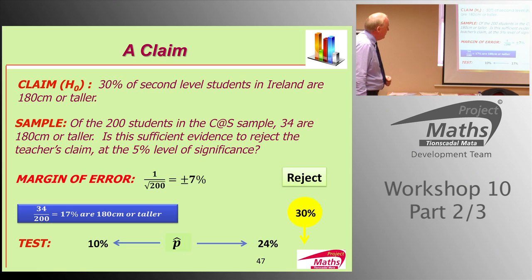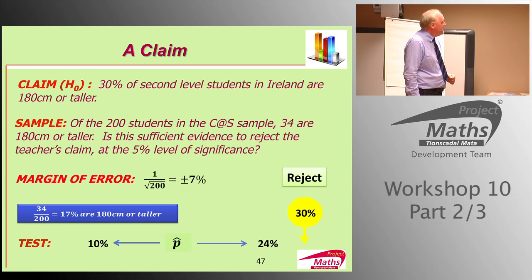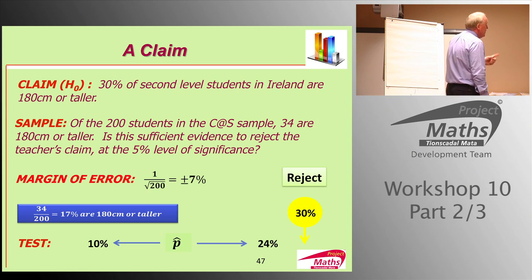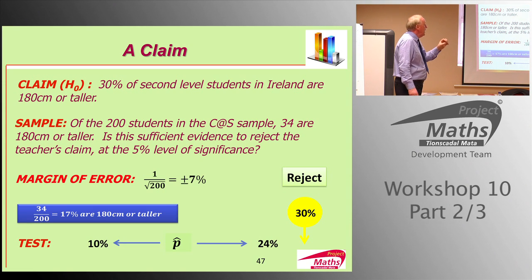Okay? And the 30% is outside, so we'll reject the teacher's claim. The claim is that 30% of second level students in Ireland are 180 centimetres or taller at the 5% level of significance, and we'll have to get them into the habit of writing out the answer. Does that make sense now for us?